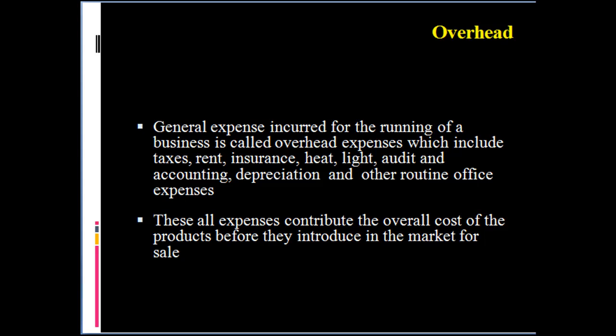One more aspect, that is overhead. General expenses incurred for the running of a business are called overhead expenses, which include taxes, rent, insurance, heat, light, audit and accounting, depreciation and other routine office expenses. These all expenses contribute to the overall cost of the product before it is introduced in the market for sale.